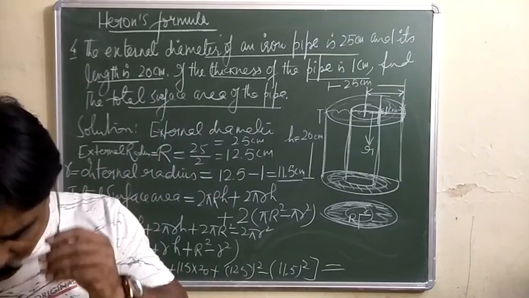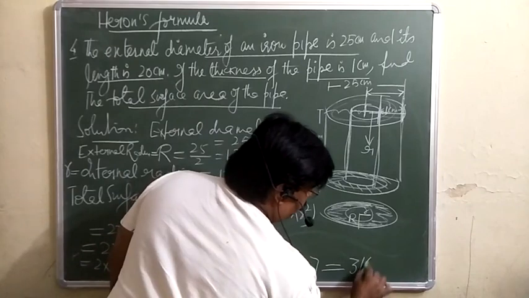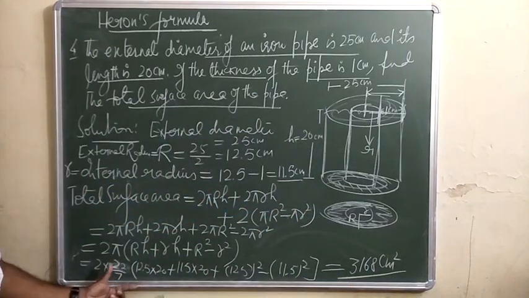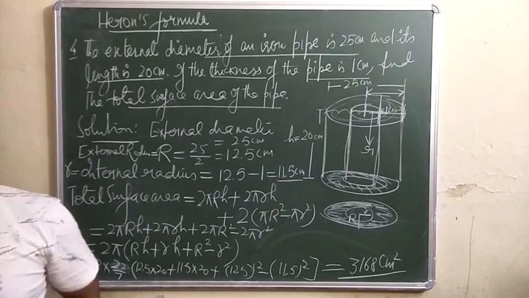After solving this, your answer will be equal to 3168 centimeter square. Simple calculation. You are supposed to solve this, and you will get the answer 3168. Have a look.